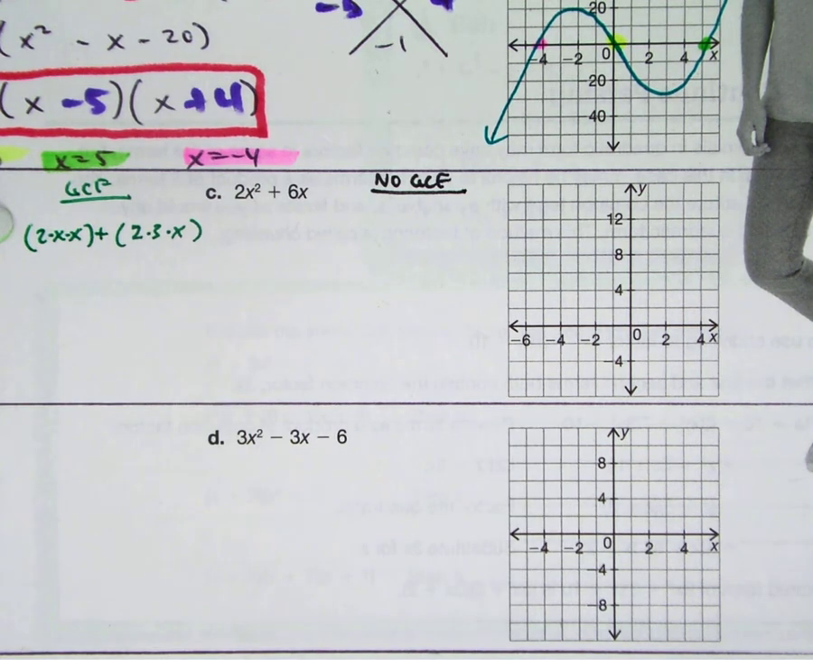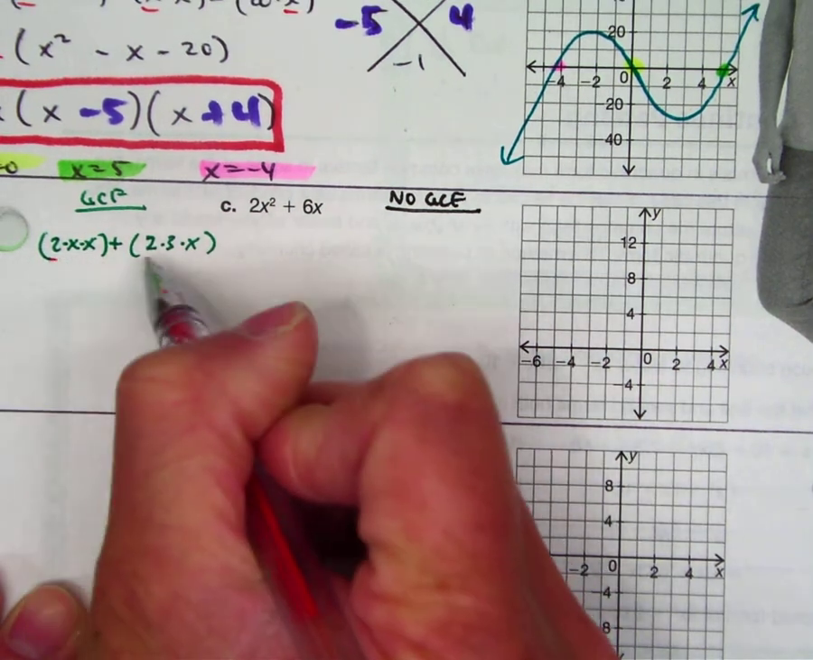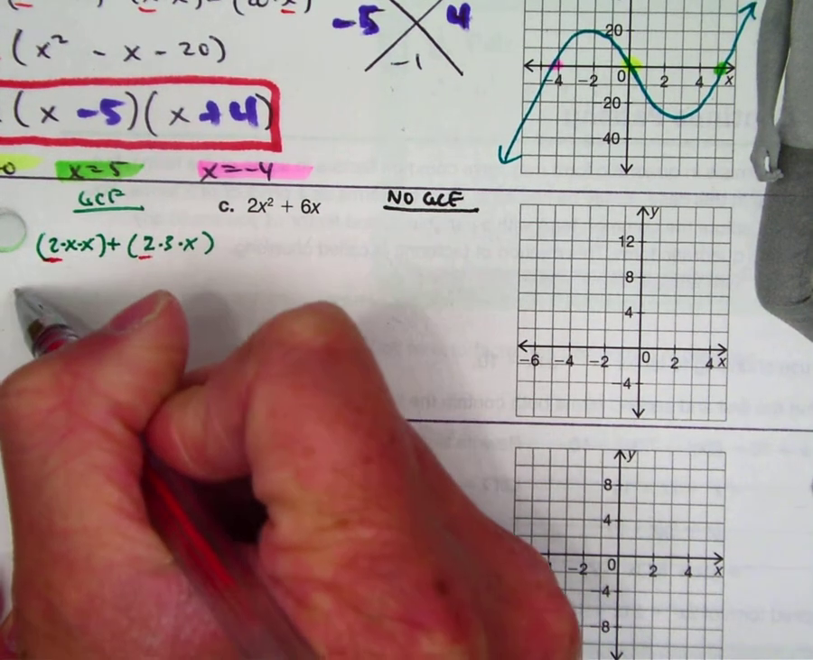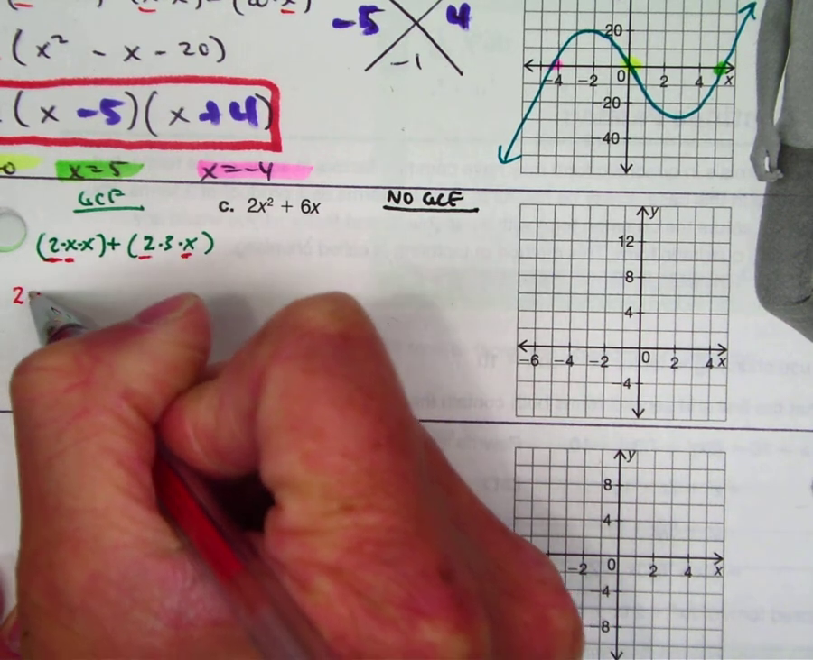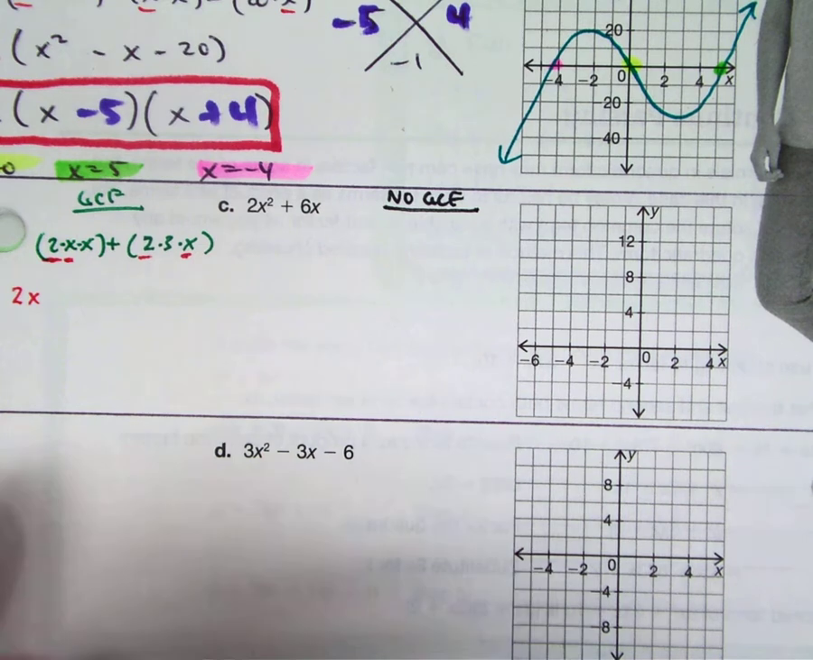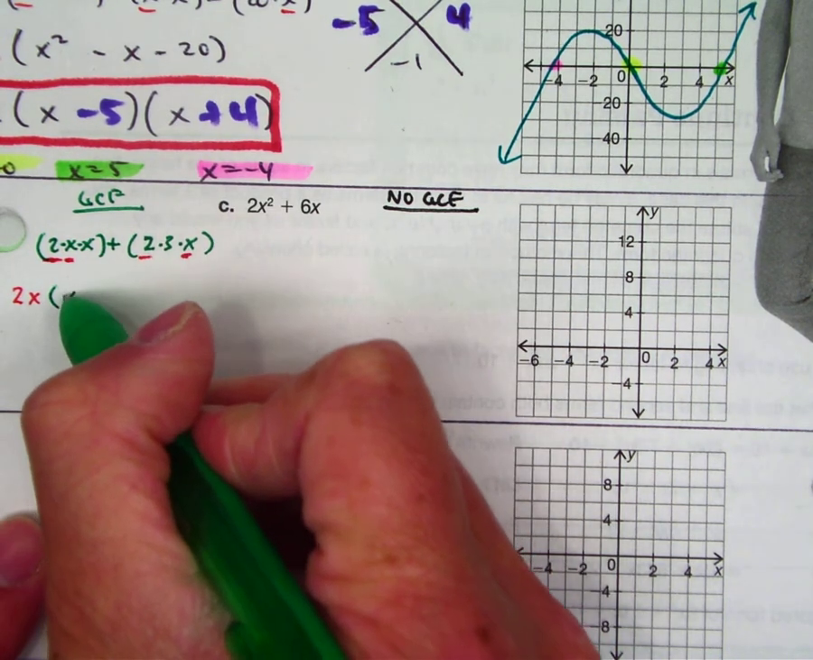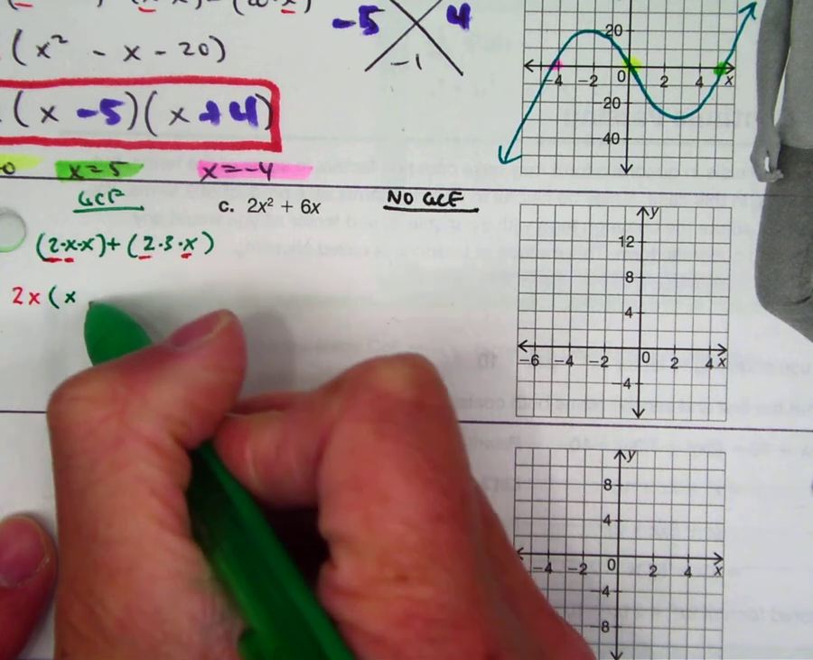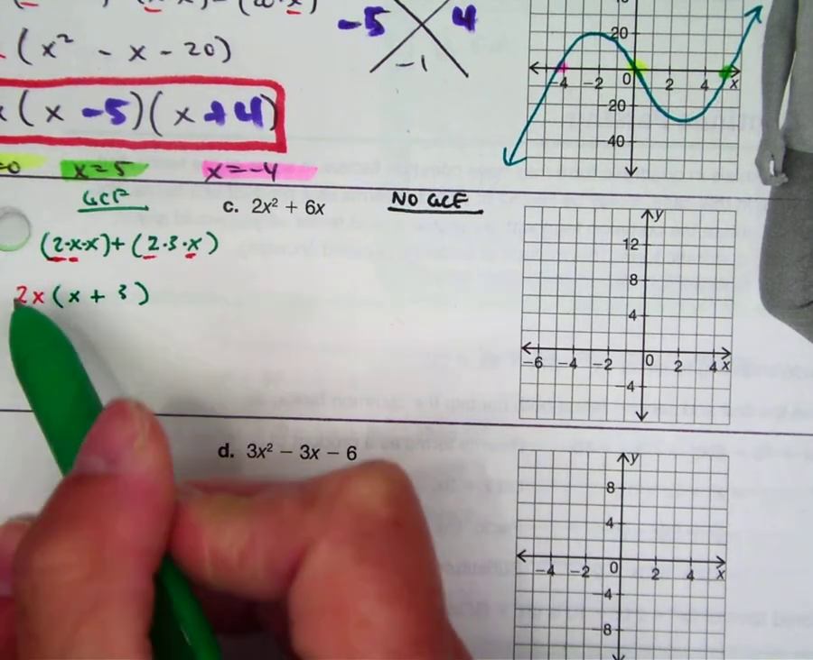Class, what do they have in common? 2 and an x. What's not underlined in red? Plus 3. Raise your hand if you got that.